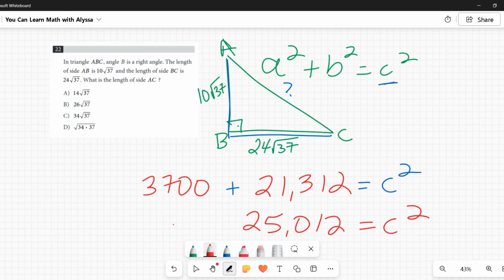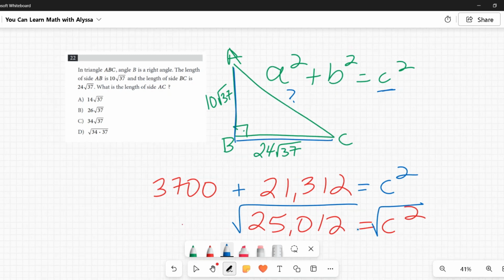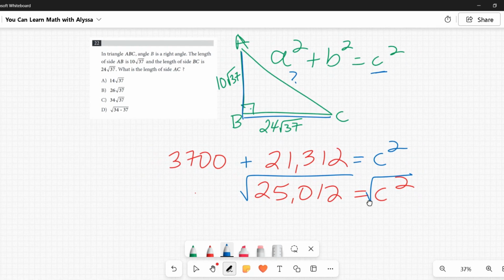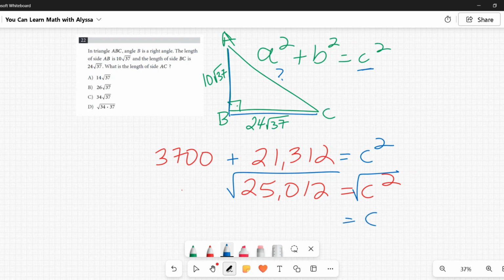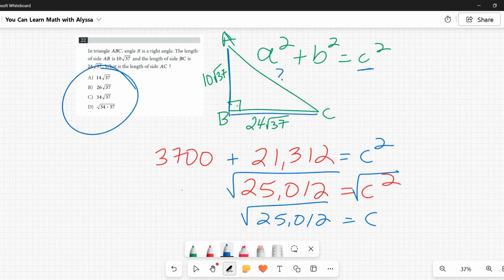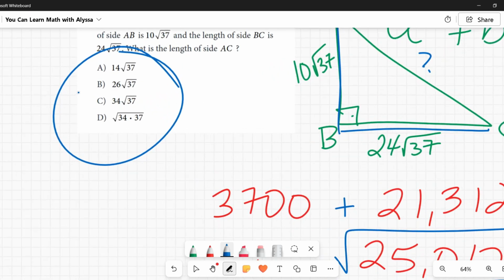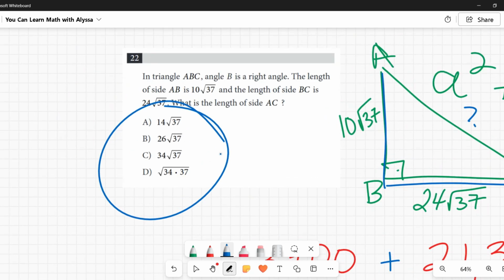So I want to solve for c. To undo c being squared, I need to take the square root of it, and I need to do that to both sides. So now c is going to be equal to the square root of 25,012. Now, that can be a little bit challenging to find all the factors of 25,012, but we have a big clue, because up here in our answers, all of these involve, in some form, the square root of 37.